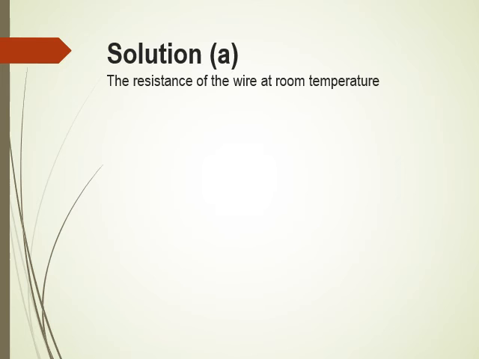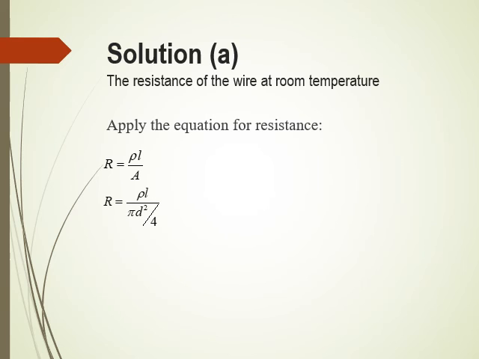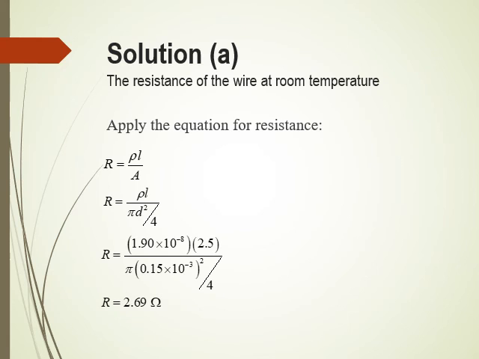To calculate the resistance of the wire at room temperature, just apply the equation R equals rho L over A. Since you are given the diameter of the wire, this equation can also be written as R equals rho L divided by pi d squared over 4. Substitute the values into the equation. You will then get R equals 2.69 ohm.